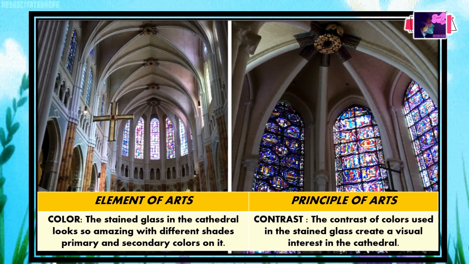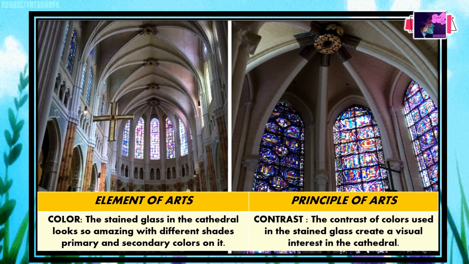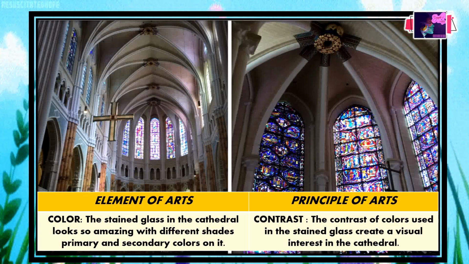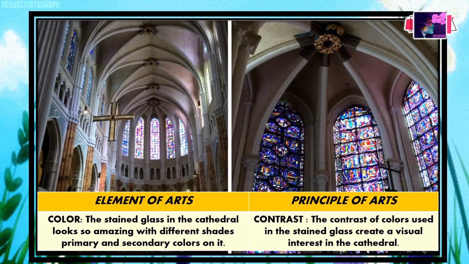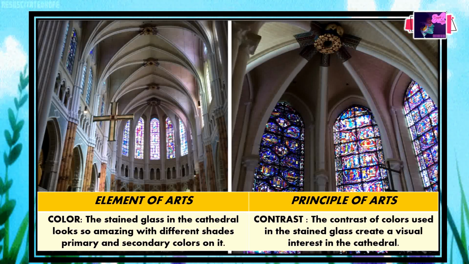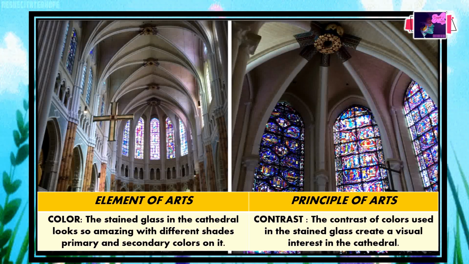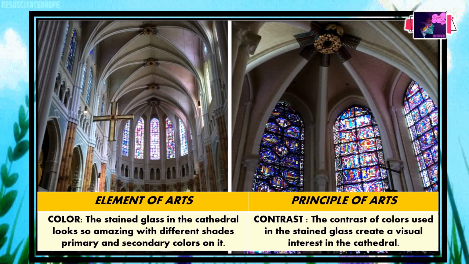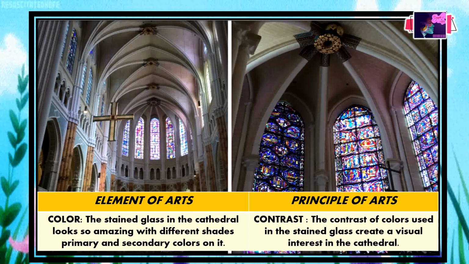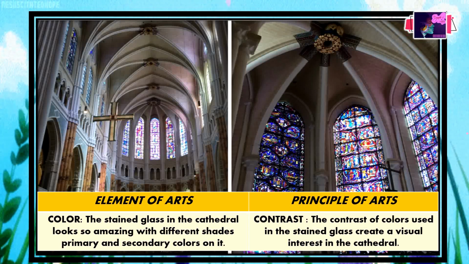Let's now see the elements of arts and the principle of arts in this architecture. By the way, this is how beautiful the cathedral's interior is. For the elements of arts, we have the colors. The stained glass in the cathedral looks so amazing with different shades, primary and secondary colors in it. And for our principle, we have the contrast. The contrast of colors used in the stained glass creates visual interest in the cathedral, especially when the sun's rays go through the stained glass.